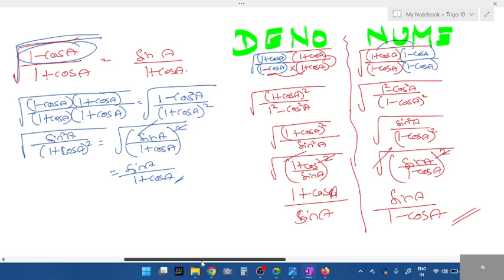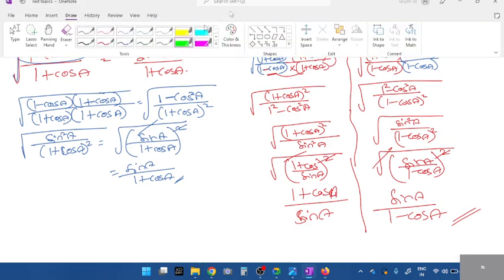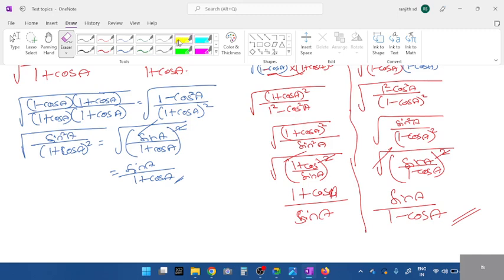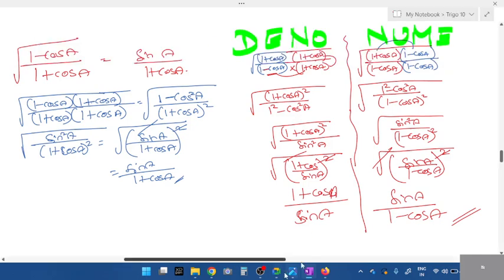Once you're done with this, copy the question, students. Do the question. All of you have done that numerator and denominator difference. Understood? Yes, respond. Did you understand or no? Numerator and denominator difference.